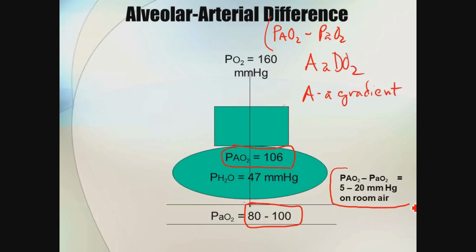I probably won't ask you to memorize this yet, but you will eventually, so just file that away. Normal values, very, very small. There's not a whole lot of difference between what's in the alveolus and what's in the arterial system under normal conditions. You're going to have a range. It's a little bit of a range in there. 5 to 20 on room air. Yours says 5 to 15? Okay. If I gave you an AA gradient that was 200, that's not good.